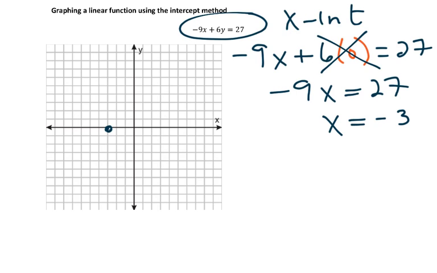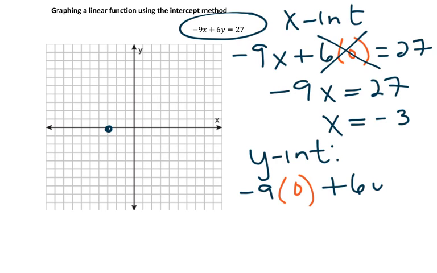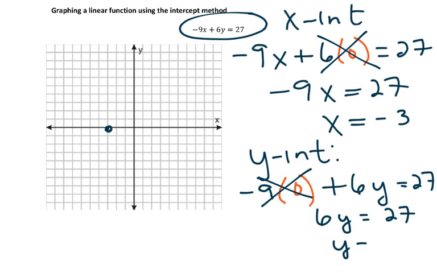Okay? So now we're going to do the same thing to find the y-intercept. Instead of plugging in 0 for y, we're going to plug in 0 for x. So in the same way here, we're going to put a 0 in for x, and solve for y. Notice that cancels. So I get 6y is equal to 27. And if I divide by 6, I get a decimal, 4.5. But that's okay. So the y-intercept is 4.5.